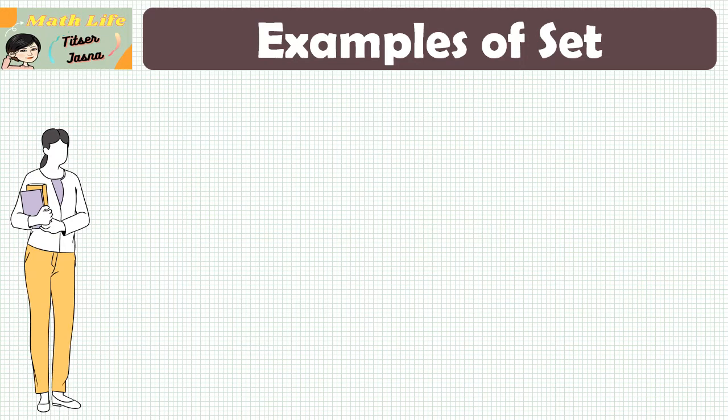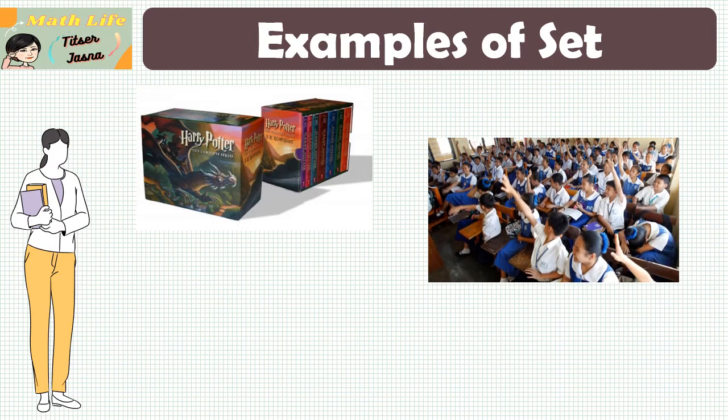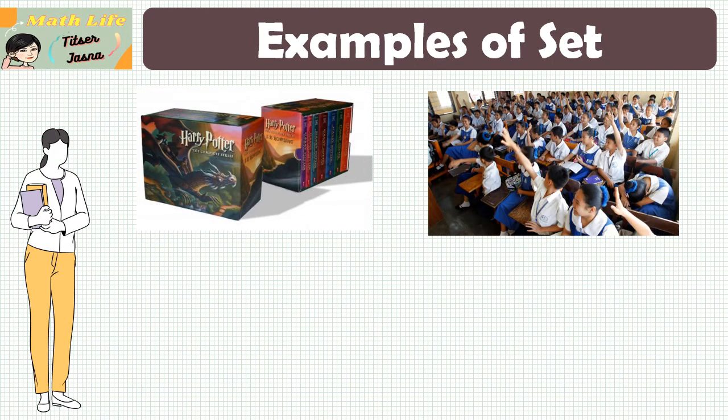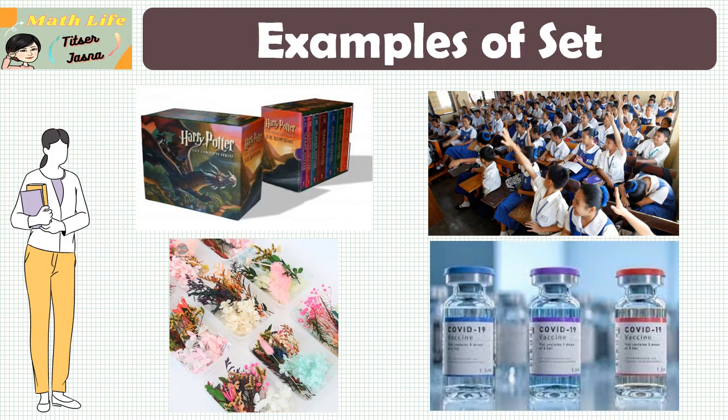So let's have examples of sets. Here I have different illustrations showing examples of sets. First example is the set of books. Second, the set of students. Third, the set of dried flowers. And last is the set of COVID-19 vaccines. All of those represent a group.